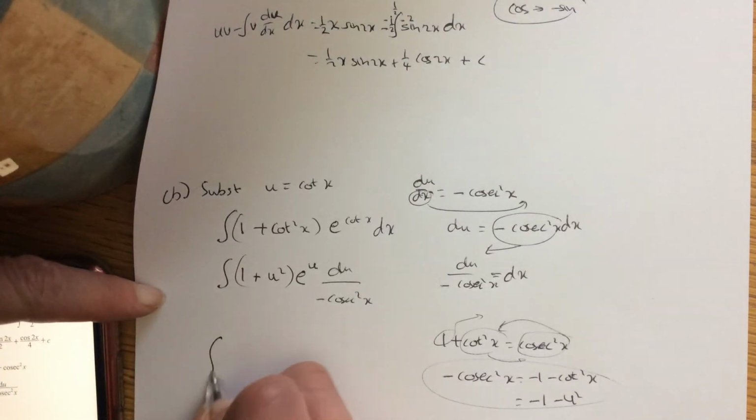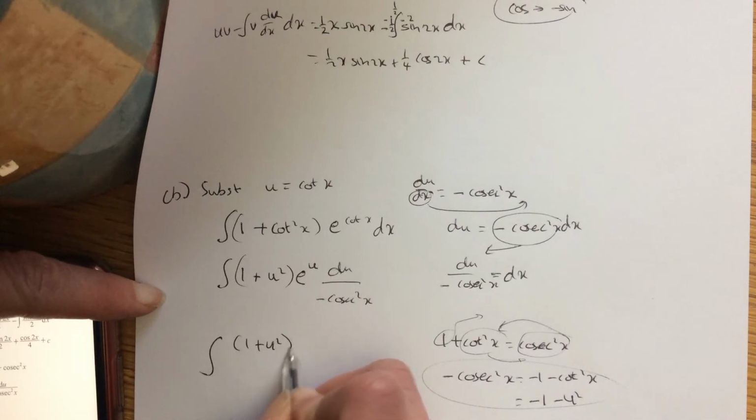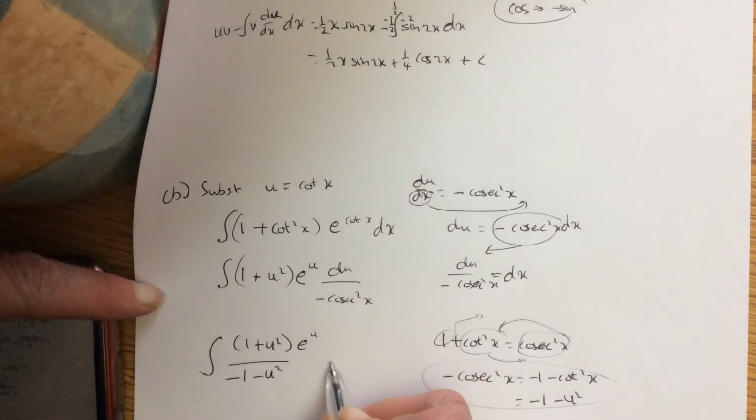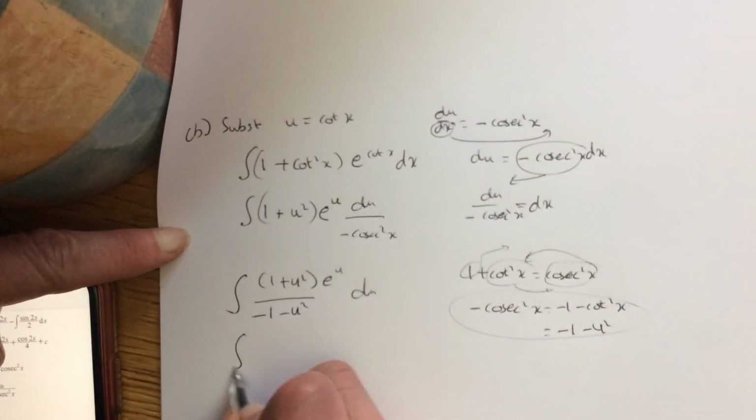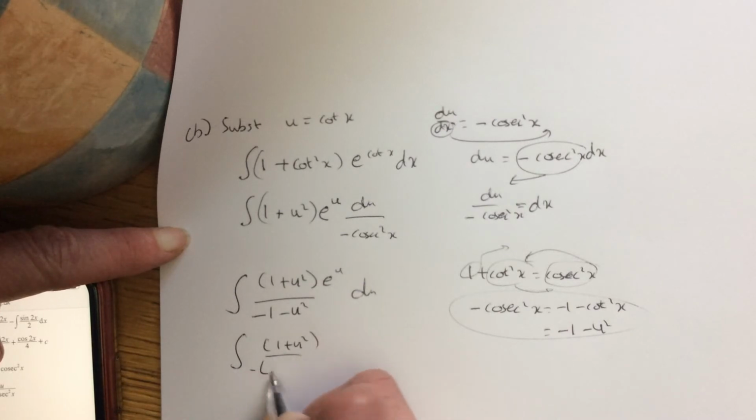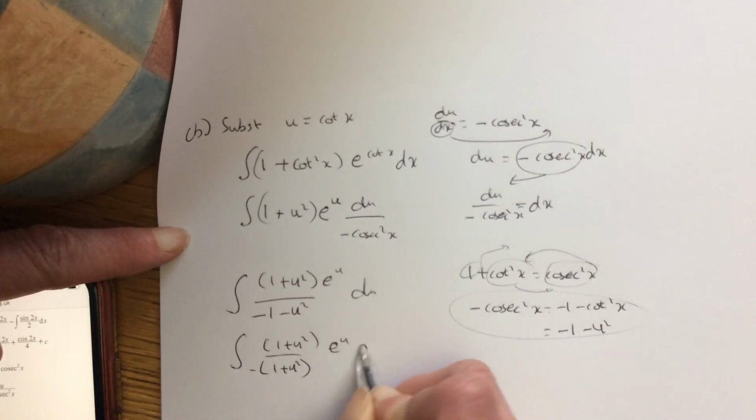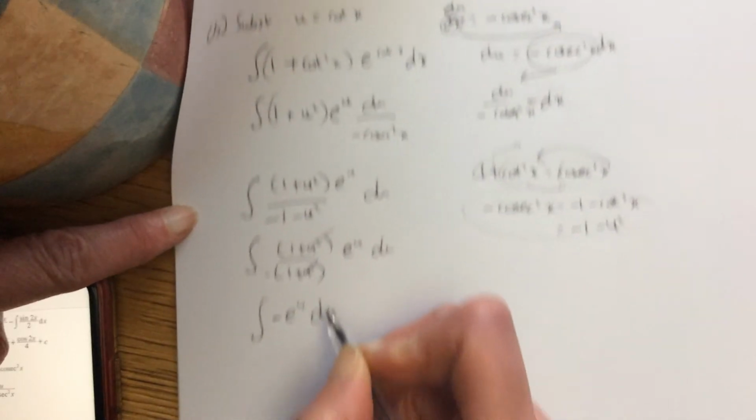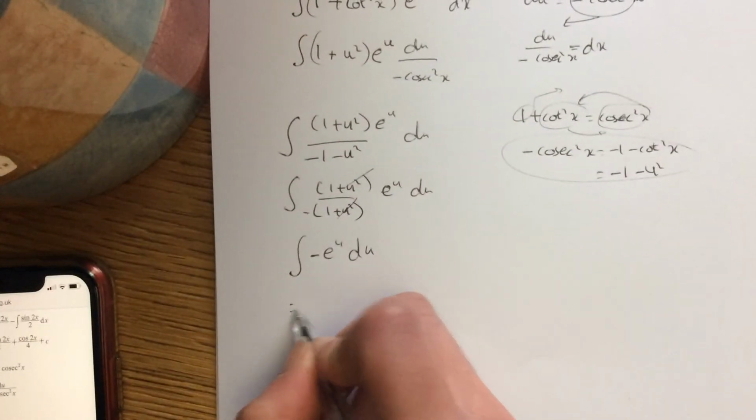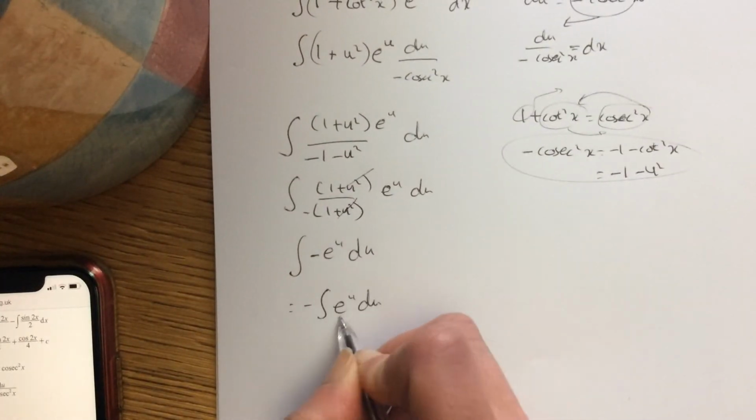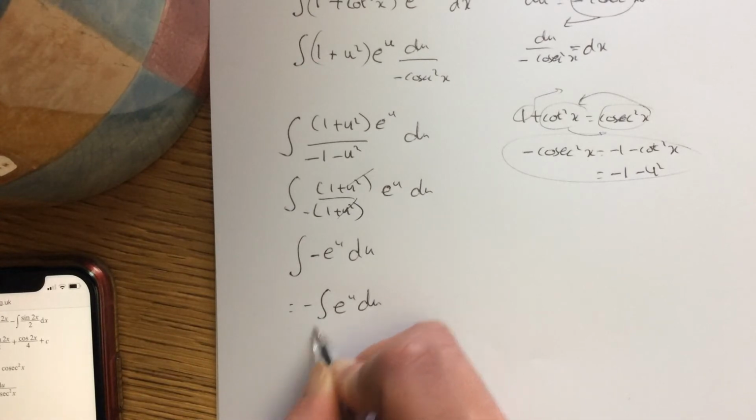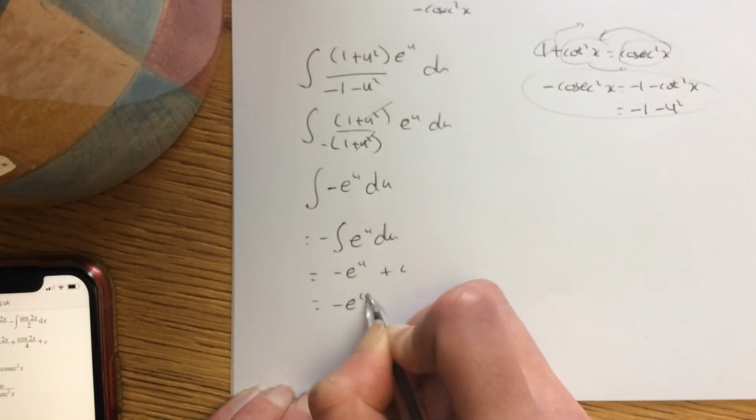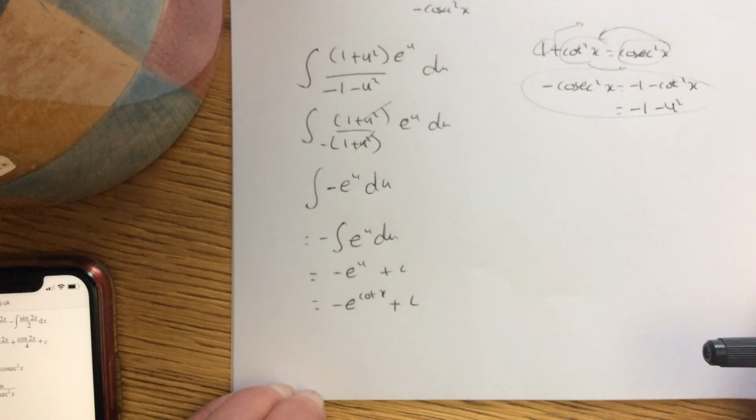So I have got up here 1 add u squared, e to the u, over minus 1 minus u squared for my cosec squared, du. What I'm going to do now is take the minus out of that bottom. Now it's starting to collapse down. I'm left with a minus e to the u du. So put the minus outside the integral. To integrate an e, derivative in front, derivative is a 1. So that just integrates straight back to e to the u plus c. And your u was cot x, plus c.